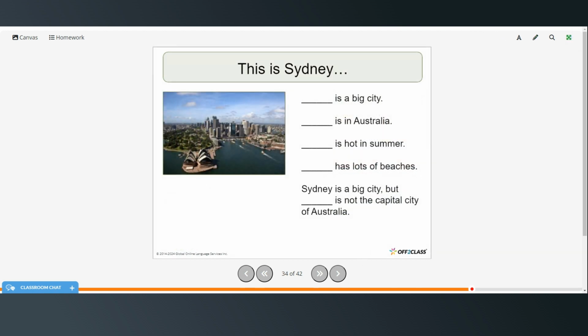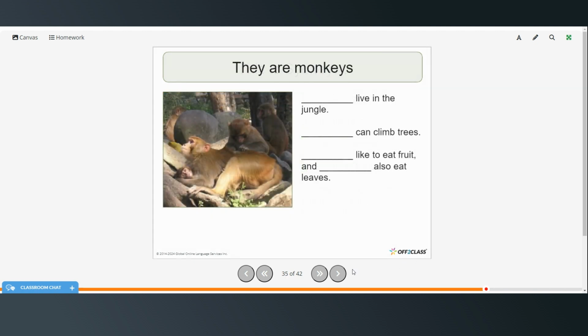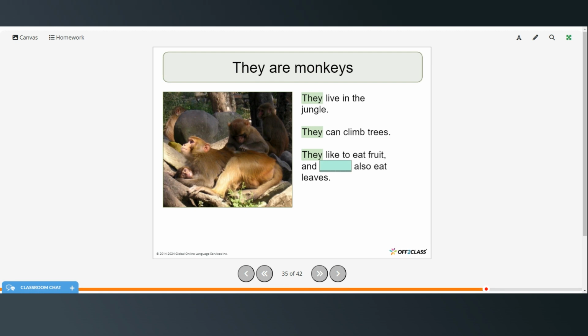All right, this is Sydney. It is a big city. It is in Australia. It is hot in summer. It has lots of beaches. Sydney is a big city, but it is not the capital city of Australia. They are monkeys. They live in the jungle. They can climb trees. They like to eat fruit, and they also eat leaves.